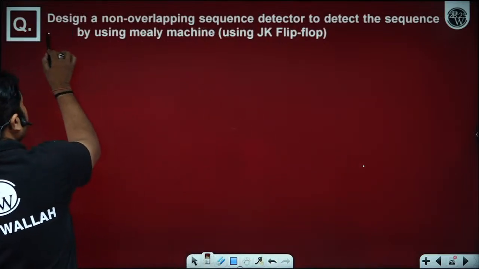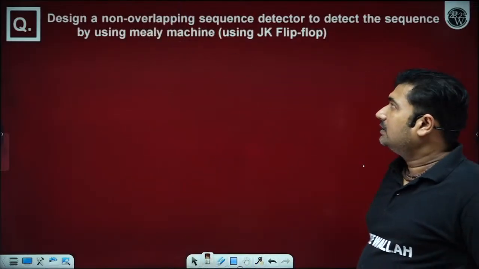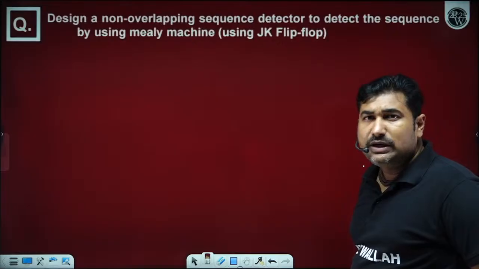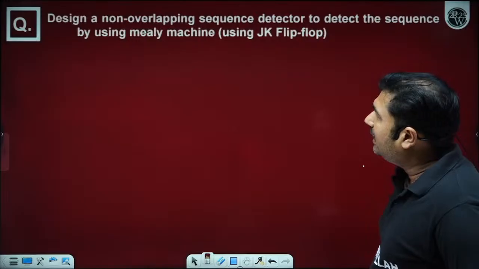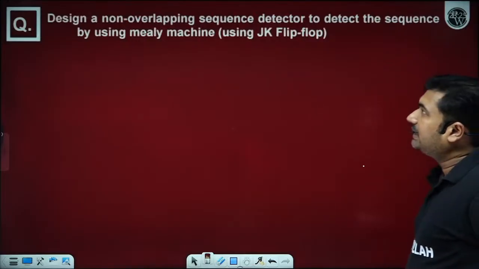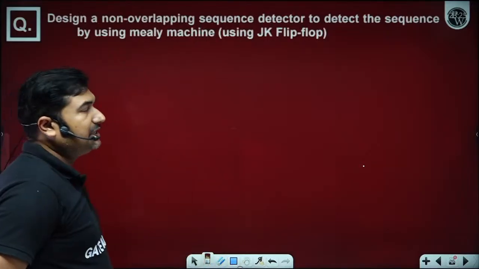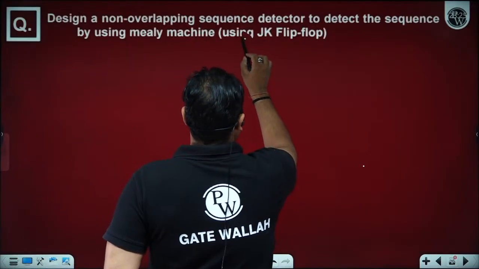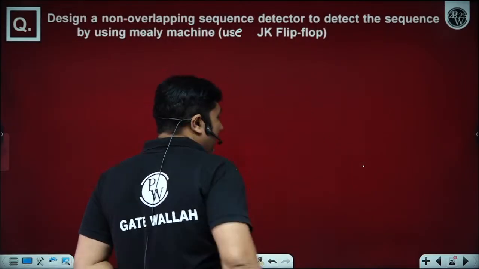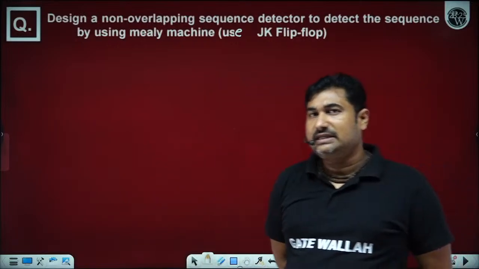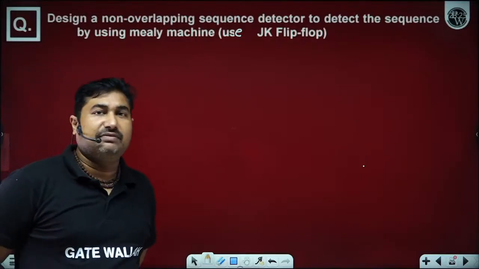I am giving you the opportunity to decide any 4-bit sequence. I am going to design only one, and that one circuit will help you design any desired one. Design a non-overlapping sequence detector to detect a sequence by using the Mealy machine. Use JK flip-flop. There is no restriction on the flip-flops. We will decide the flip-flop which has the lowest delay, along with which the logic gates required will be minimum. That we will choose.